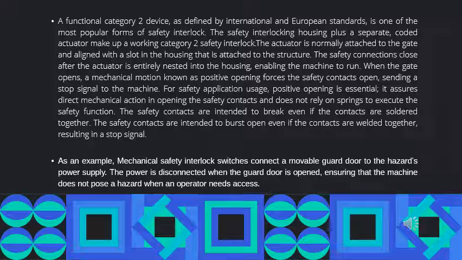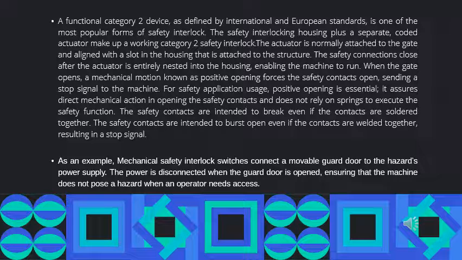When the gate opens, a mechanical motion known as positive opening forces the safety contacts open, sending a stop signal to the machine. For safety application usage, positive opening is essential. It assures direct mechanical action in opening the safety contacts and does not rely on springs to execute the safety function. The safety contacts are intended to break even if the contacts are welded together, resulting in a stop signal.